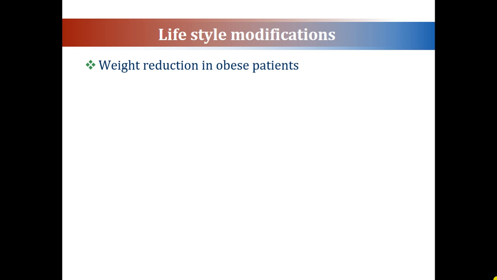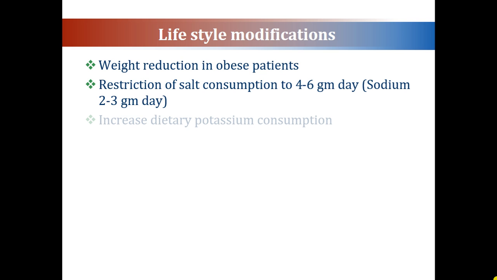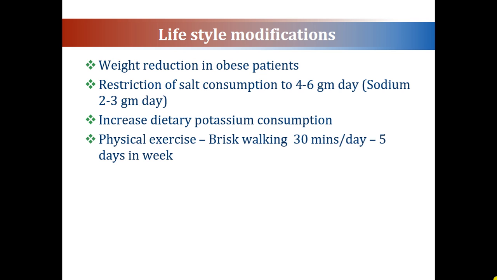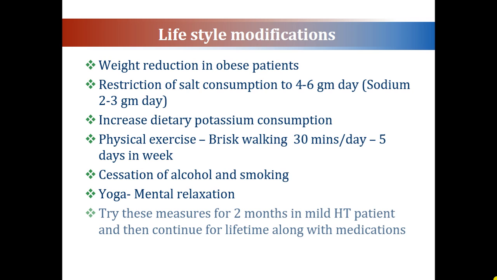So to summarize: weight reduction in obese patients, restriction of salt consumption to 4 to 6 grams per day, that is sodium of 2 to 3 grams per day, increased dietary potassium consumption, physical exercise like brisk walking for 30 minutes per day for 5 days a week, cessation of alcohol and smoking. Yoga and mental relaxation exercise can be helpful for reducing stress, which can be one of the major causes for development of hypertension.